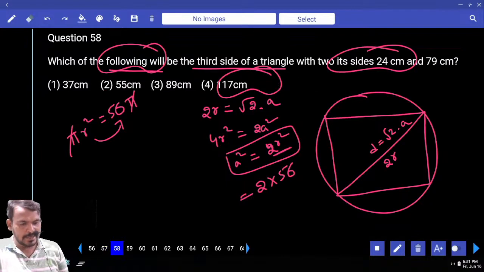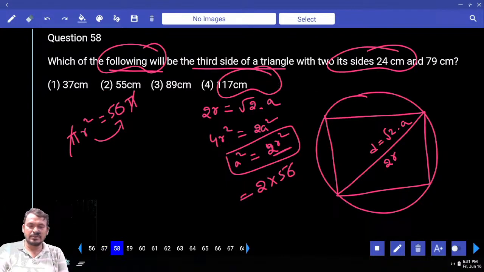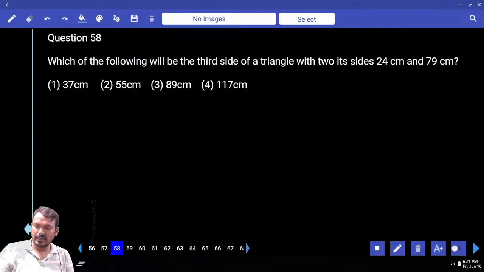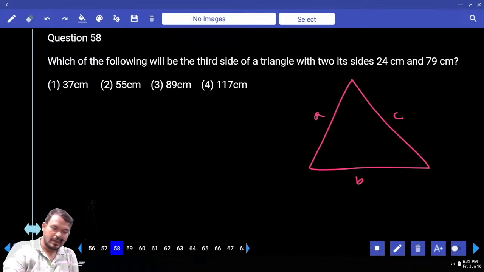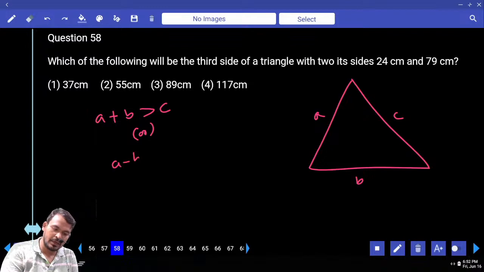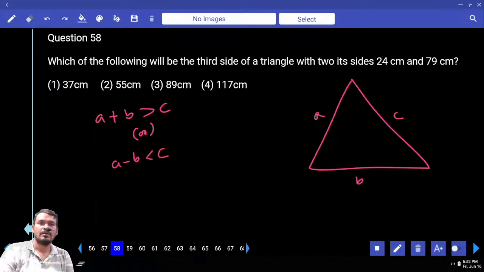Question number 58. Which of the following will be the third side of a triangle with two of its sides as 24 and 79 centimeters? Triangle, what is the number of sides? 3 sides, A, B, C. In any triangle, A plus B is greater than C, and A minus B is less than C. A plus B is always greater than C. A minus B is always less than C.